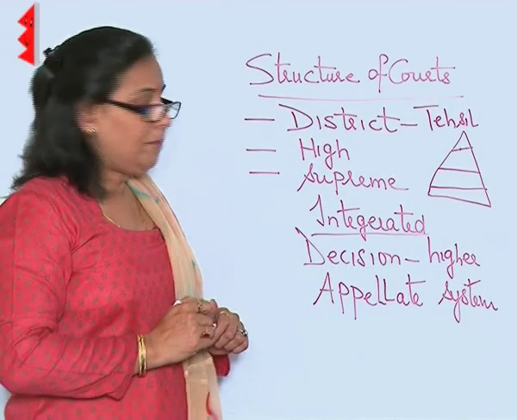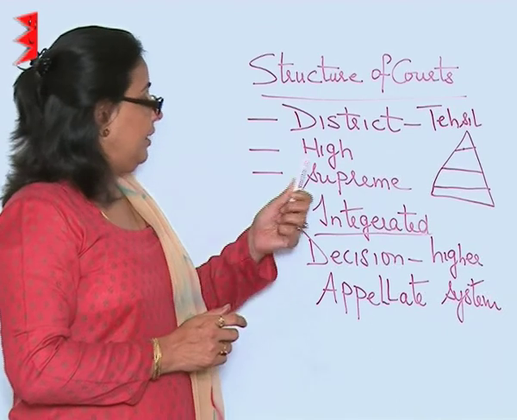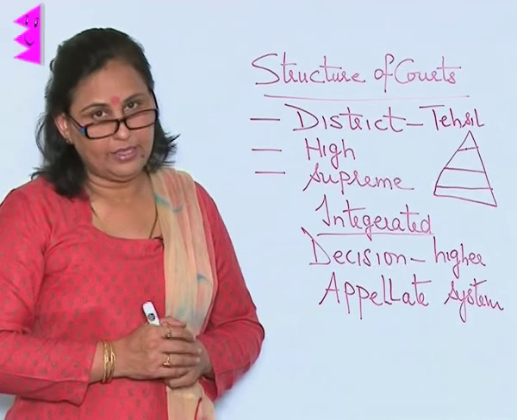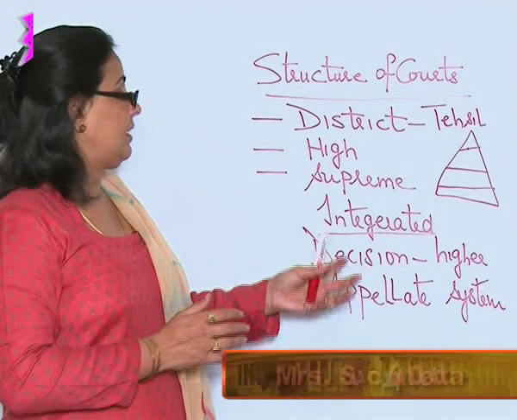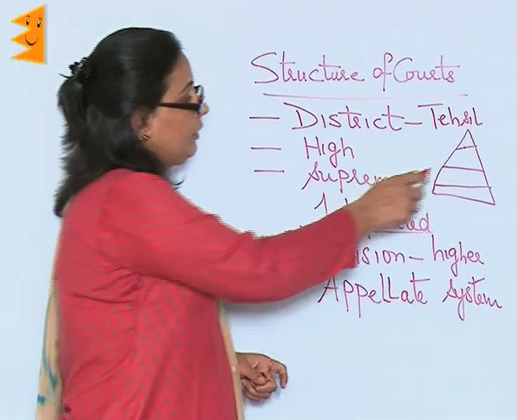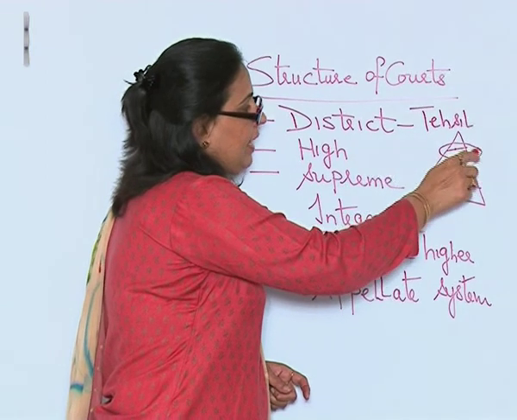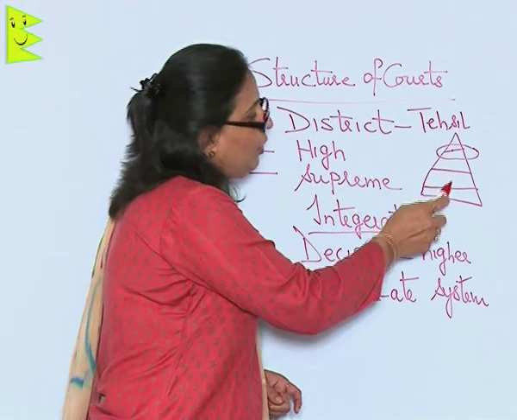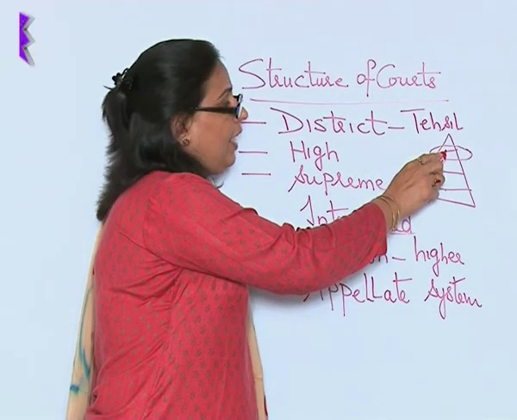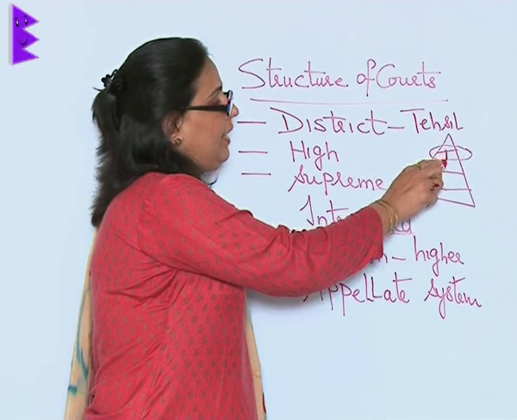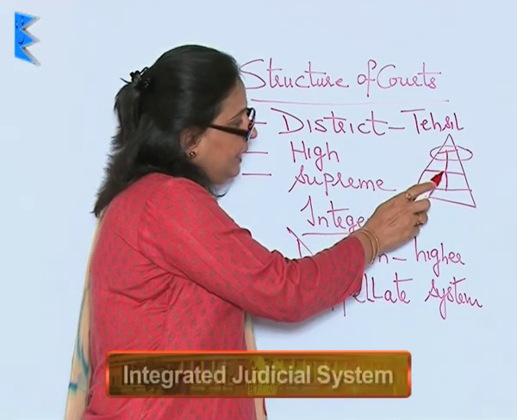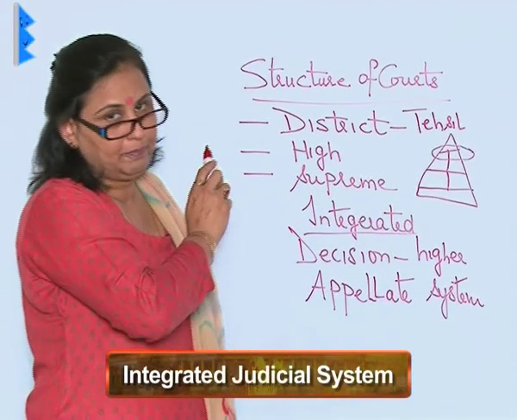Now, some people ask whether the judiciary in India is integrated. Yes, of course it is. And the biggest stress that we can give on the integration is that the decision made by the higher court is binding on the lower courts. That is, the Supreme Court's decision is final and you cannot challenge it, and the High Court's decision is binding on the subordinate court. So, it is an integrated judicial system.